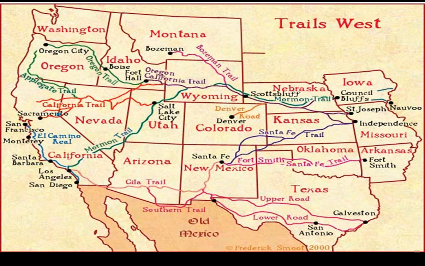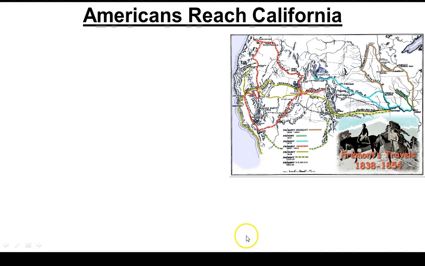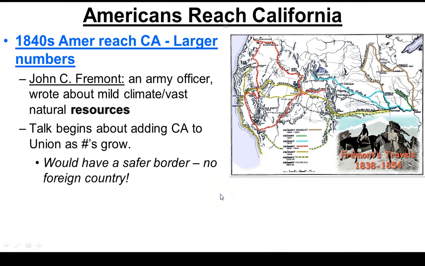And so by the time we get to the 1830s, the 1840s, we have this vast network of trails where people are flowing into the west. Westward expansion is heavy. It's really unstoppable. And Americans in the 1840s are reaching California in larger and larger numbers. An individual by the name of John C.